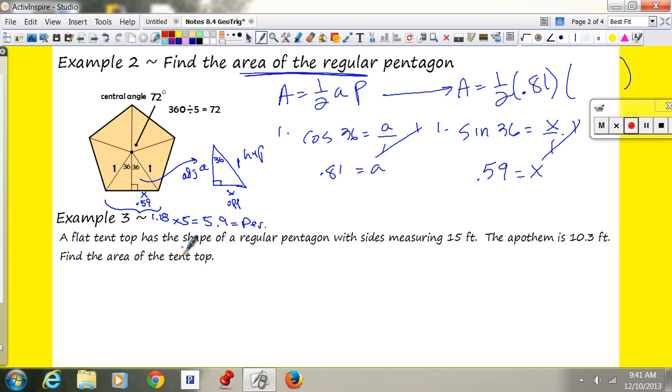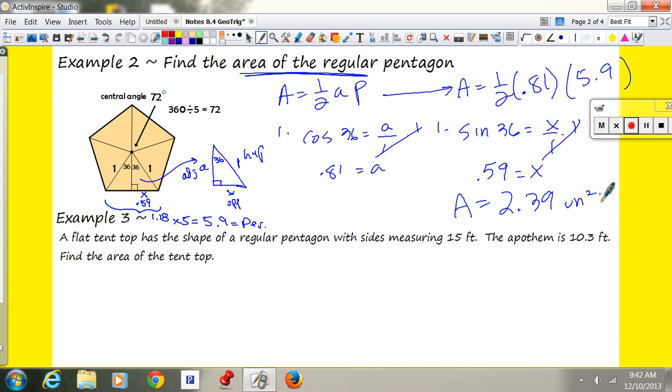So 5.9 up here. So you're going to need a calculator. You multiply 0.81 times 0.5 times 5.9. Multiply those three together. 5.9 times 0.5 times 0.81. You get 2.39 when you round it off. So your area equals 2.39 square units.